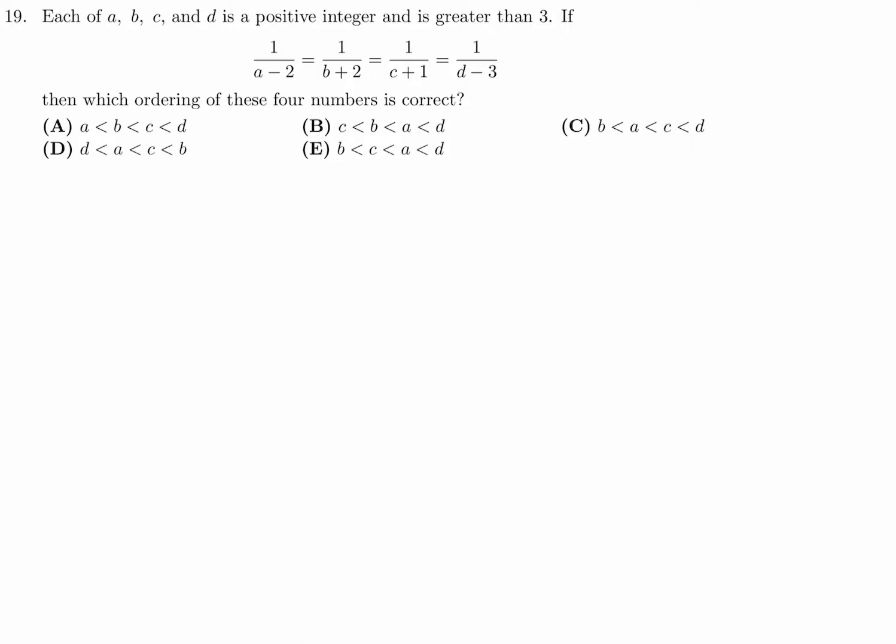If each of a, b, c and d is a positive integer greater than 3, and if 1 over a minus 2 is equal to 1 over b plus 2 is equal to 1 over c plus 1 is equal to 1 over d minus 3, then which ordering of these four numbers is correct?